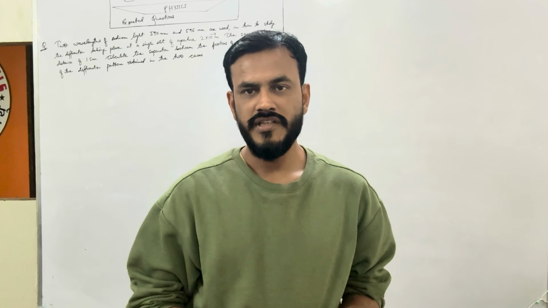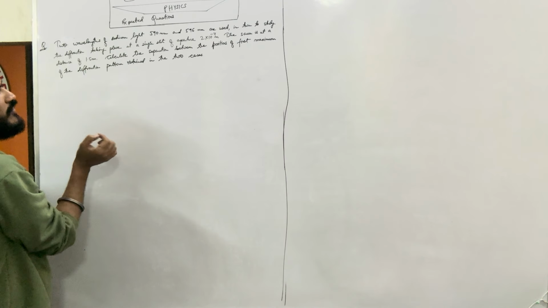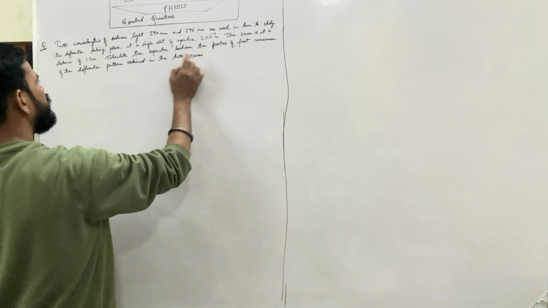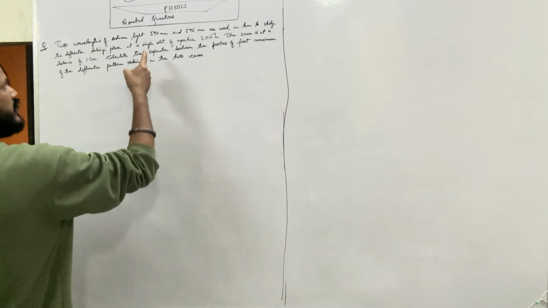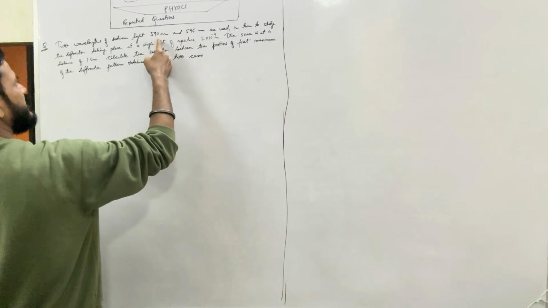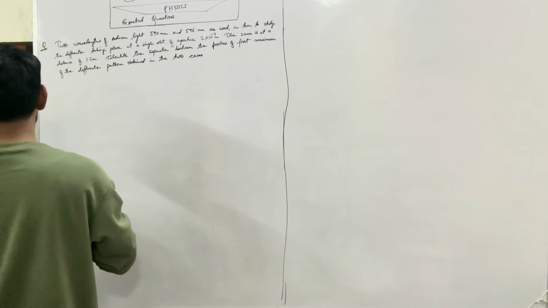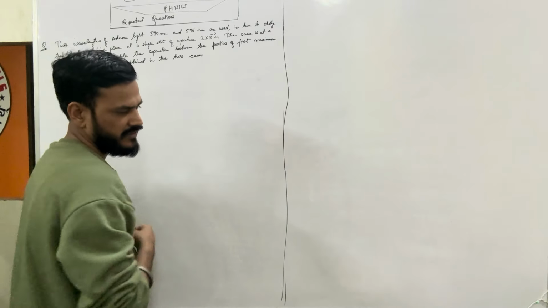So in this question, this is a diffraction based question. It says two wavelengths of sodium, 590 nanometer and 596 nanometers, are used in turn to study the diffraction taking place at a single slit. The slit width is 2 into 10 power minus 4 meter. The screen distance is 1.5 meter, and we need to find out the separation between the first maximum formed on the screen due to the two sources. So the distance of the first maximum due to 590 nanometer and due to 596 nanometer, that we need to find out.